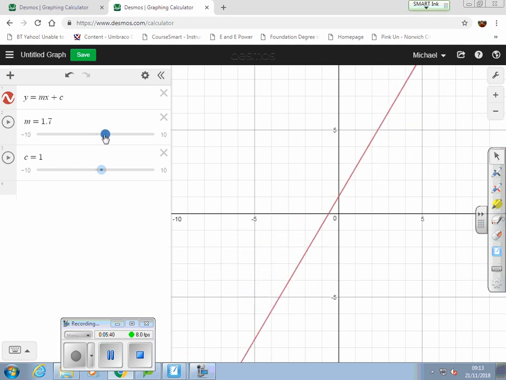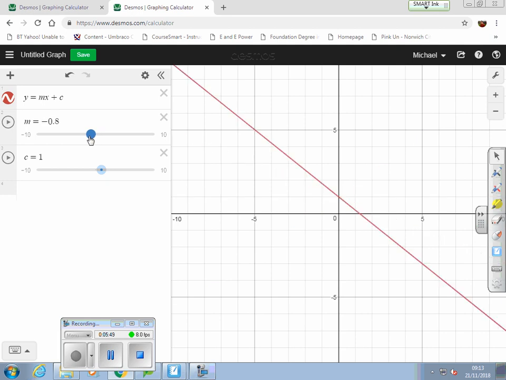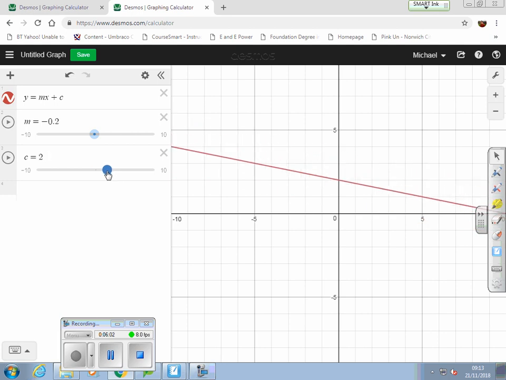And we all know that m is the slope, so if I increase m, the graph gets steeper. We should also be experimenting with negative values, so a negative slope. And then you could also experiment with what c means. It moves the graph up and down the y-axis.